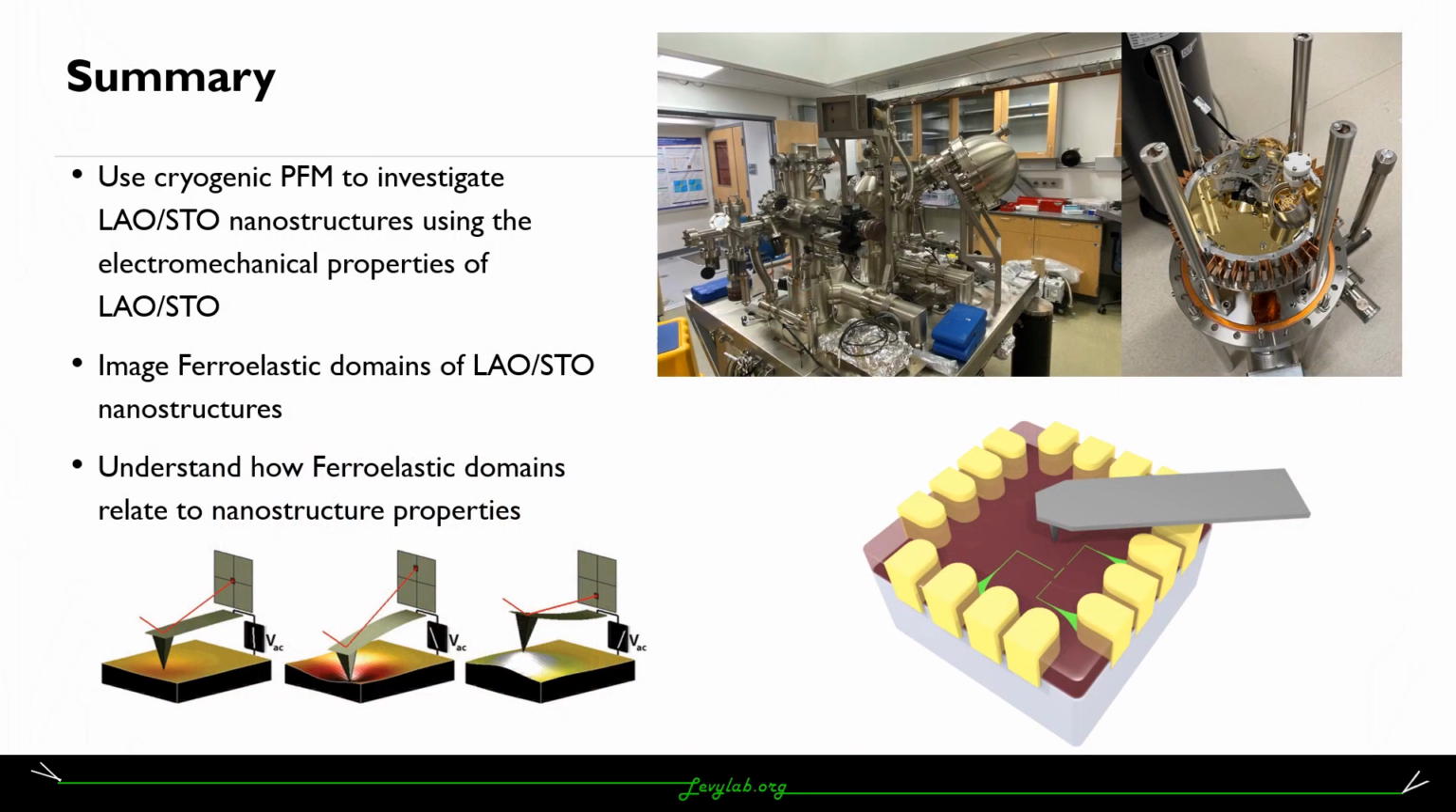So in all, what we would like to do is use cryogenic PFM to investigate LAO STO nanostructures, using some of these inherent electromechanical properties of LAO STO. Specifically, what we want to do is image these ferroelectric domain structures and understand how those domain structures relate to some of these nanostructures' properties, so that we can understand more about the nature of some of these fundamental properties of LAO STO.